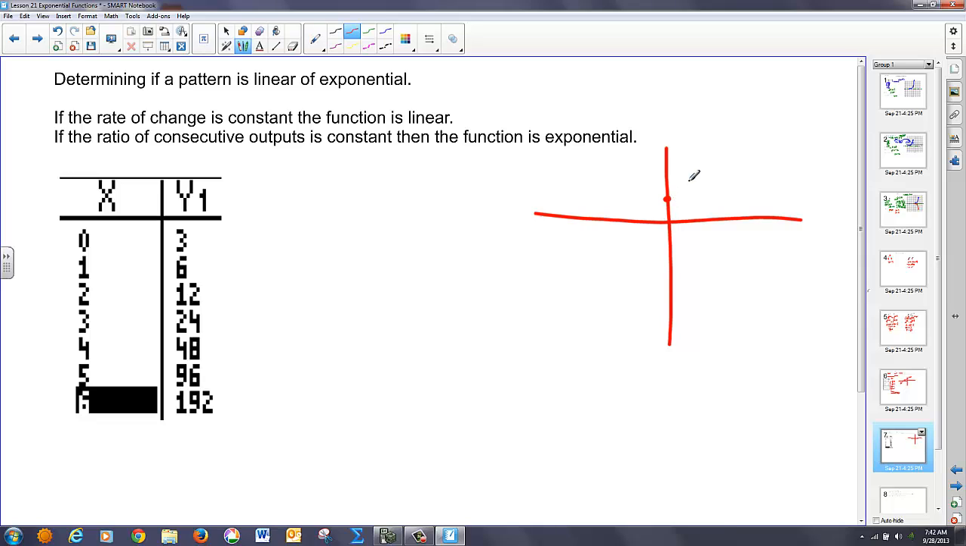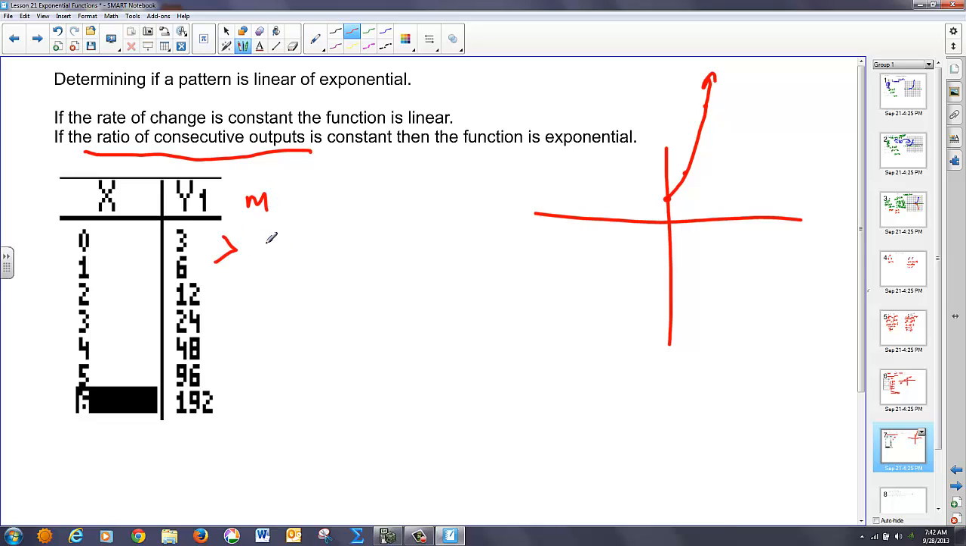If I go 0, 3, 1, 6, 2, 12, 4, 48, it's off the page. It appears to be rising quite sharply. So it could be exponential, but we have to make sure that this ratio of consecutive outputs is constant. Let's go through and calculate slopes first.